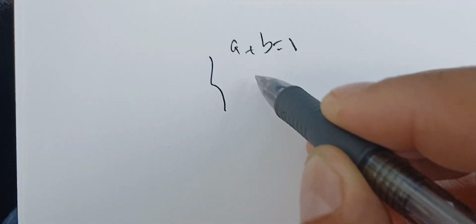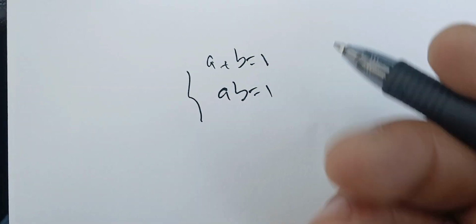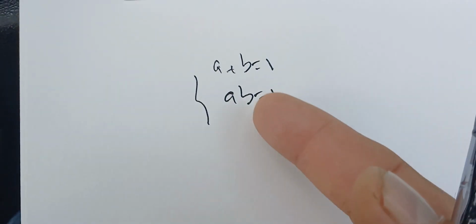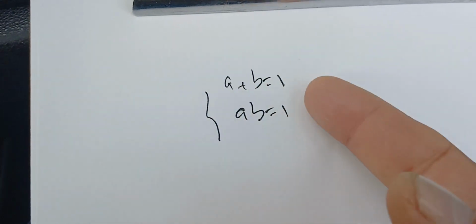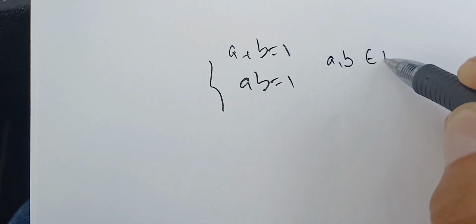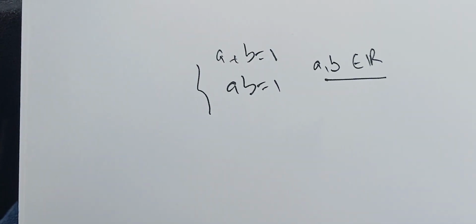In this video, we present a second method of solving a plus b equals 1 and ab equals 1. So in the first part, if you have watched that, we can find a and b such that a plus b is 1 and a times b is 1. We had to restrict ourselves to a and b being real.